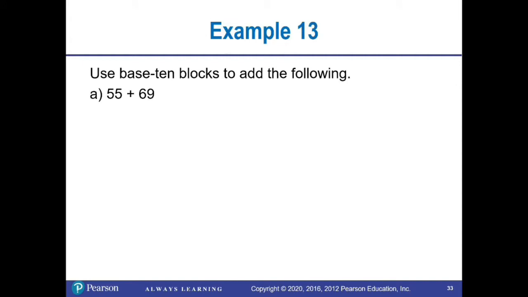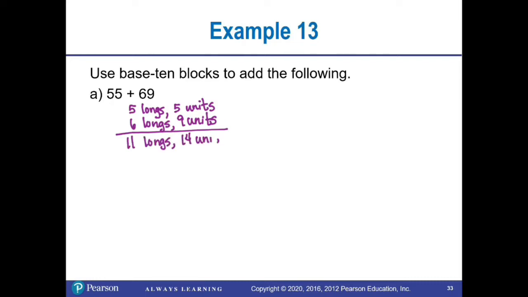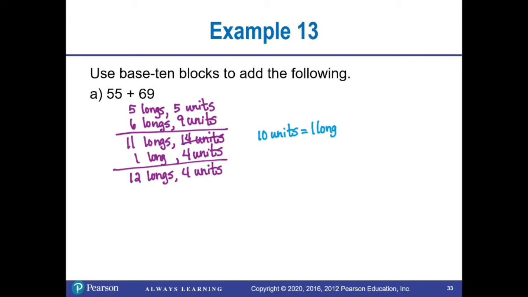So we have 55 plus 69. Well, 55 can be written as 5 longs and 5 units. And 69 can be written as 6 longs and 9 units. This gives me a total of 11 longs and 14 units. Now remember, 10 units make a long. So I'm going to exchange 10 units for a long. And we'll have 4 units left and 1 extra long. That gives me a total of 12 longs and 4 units.